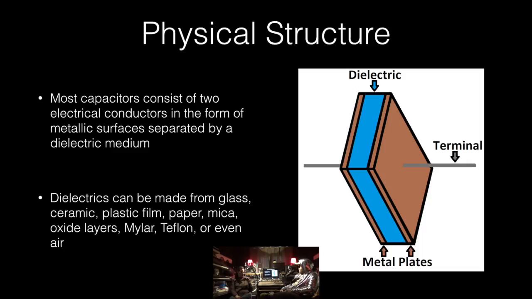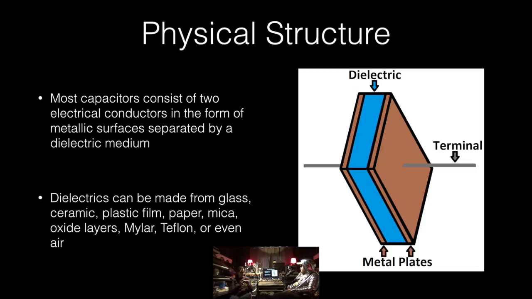Physical structure. Most capacitors consist of two electrical conductors in the form of metallic surfaces separated by a dielectric medium. Define dielectric. A dielectric is a non-conducting material. So it can be made from glass, ceramic, plastic film, paper, mica, oxide layers, Mylar, Teflon, or even air. Basically, the type of the dielectric determines the use of the capacitor, and what it sounds like. Sure. But depending on the use of the capacitor, it may not necessarily be a sound application. Fair enough.